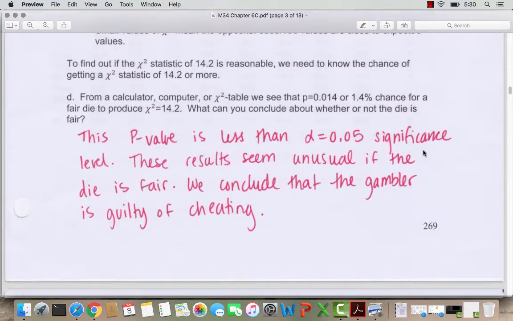So just looking at the p-value right now, what can we conclude? So this p-value is less than alpha's 0.05 significance level. So these results seem unusual if the die is fair, so we can conclude that the gambler is guilty of cheating.